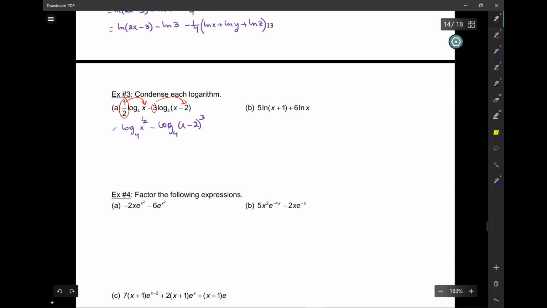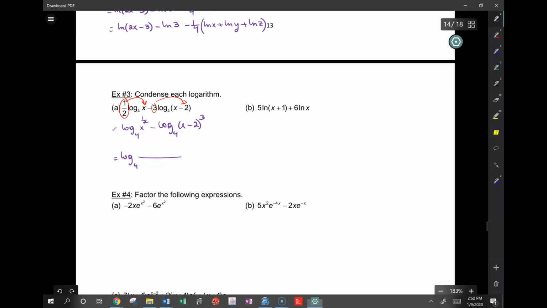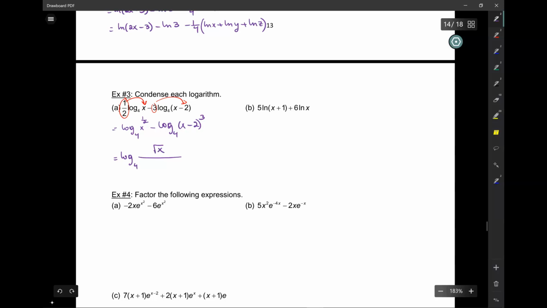But now, you have log minus log. When you condense, you need to end with 1 logarithm. So this is going to be log base 4, and I'm going to have a fraction. In the numerator, I get root x. In the denominator, x minus 2 cubed. That's it.